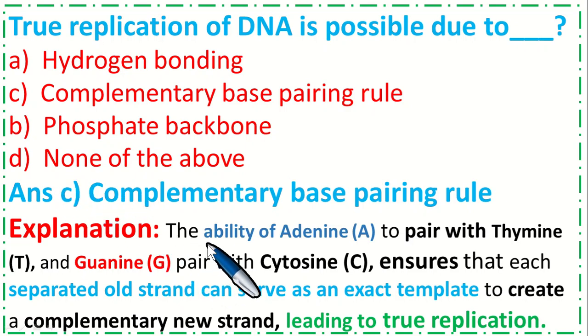The explanation is the ability of adenine to pair with thymine, and guanine to pair with cytosine, ensures that each separated old strand can serve as an exact template to create a complementary new strand, leading to true replication.